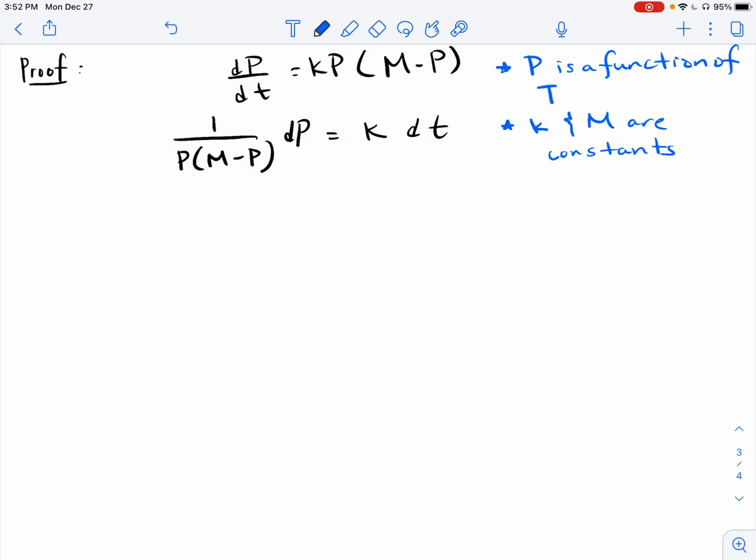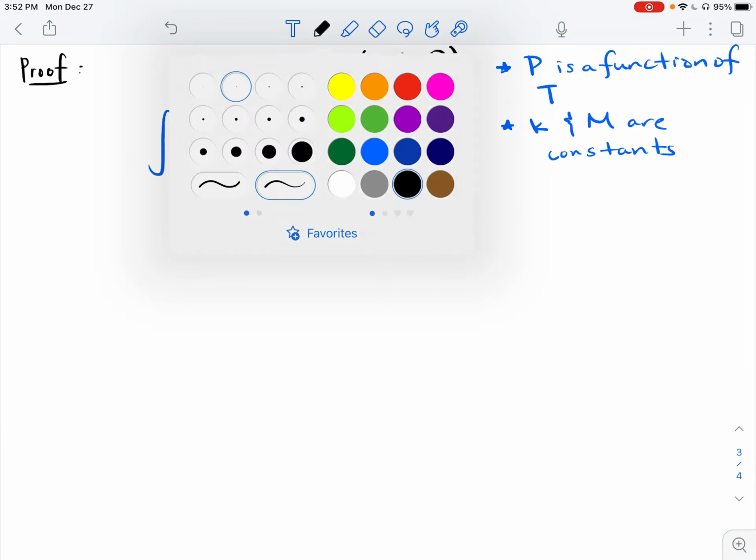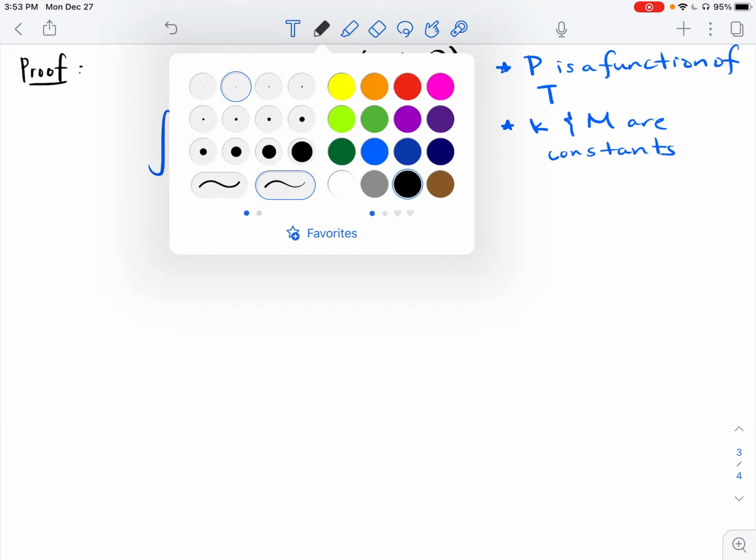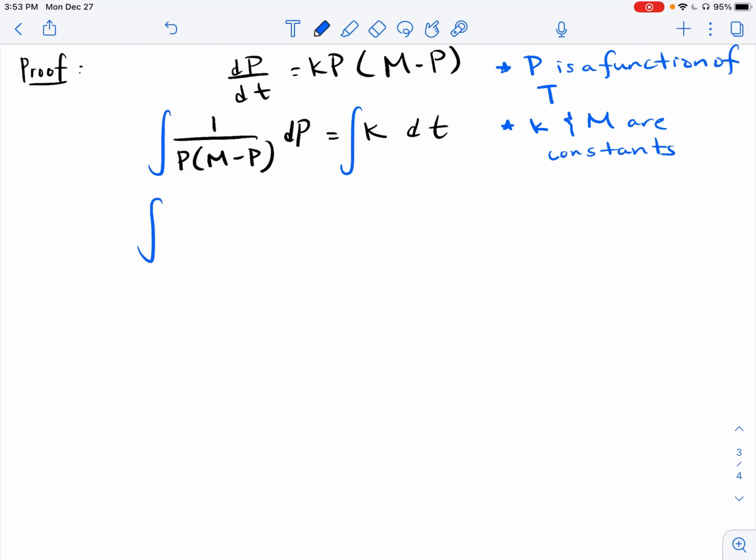All right, now that we have our variables separated, we're going to integrate both sides. Actually, before I integrate, it might be a good idea to rewrite that left side. Don't worry too much about how we're doing this, but using partial fraction decomposition, I can rewrite my left side as the following: 1 over M times 1 over P plus 1 over M minus P, again all of this with respect to P.